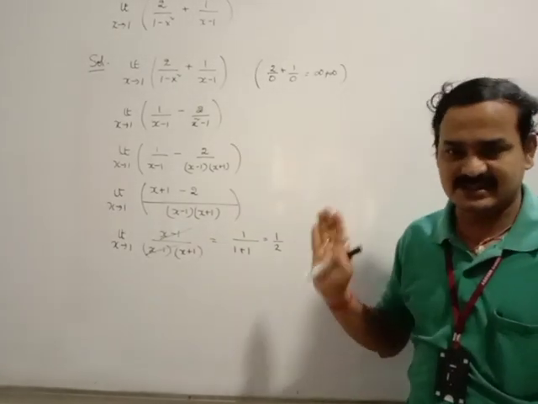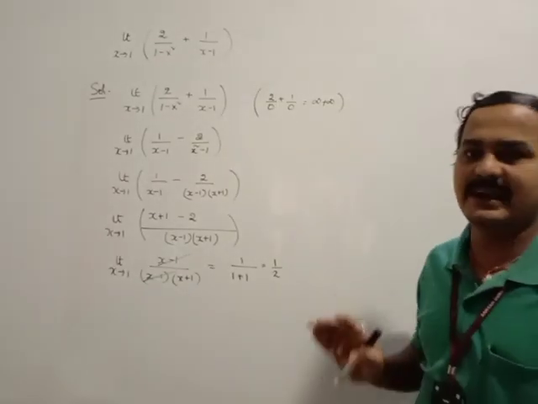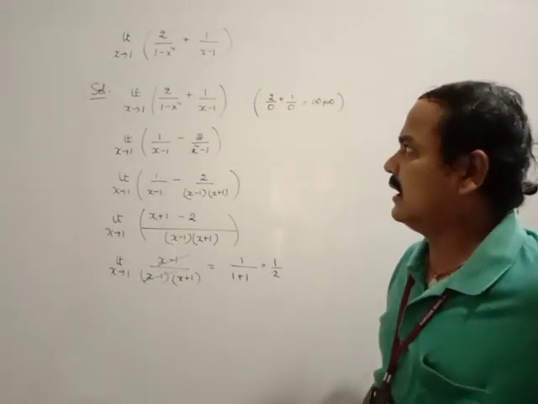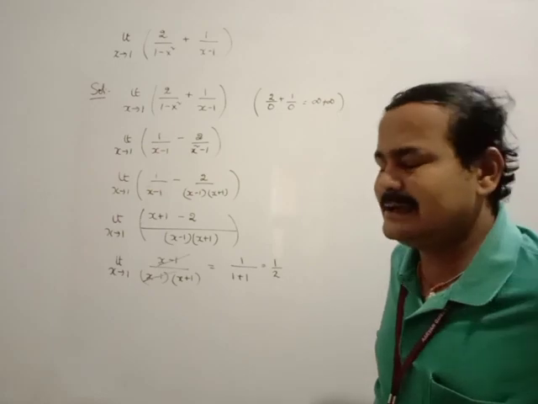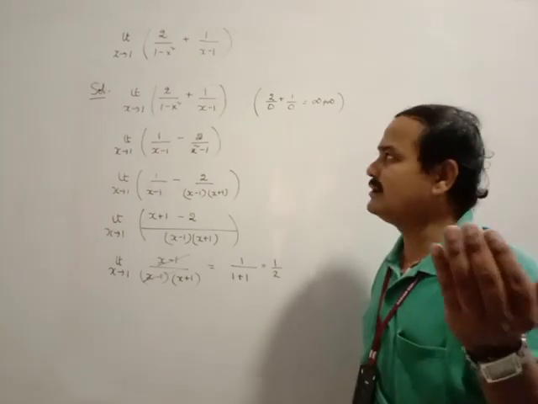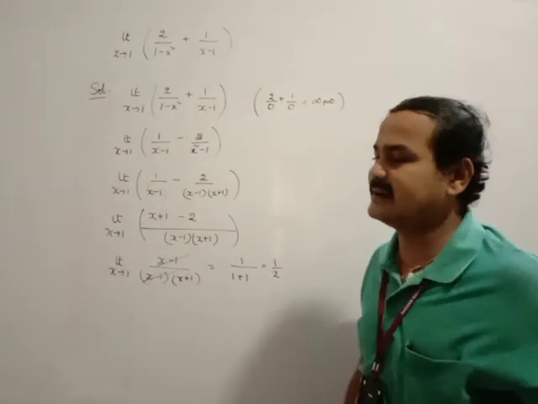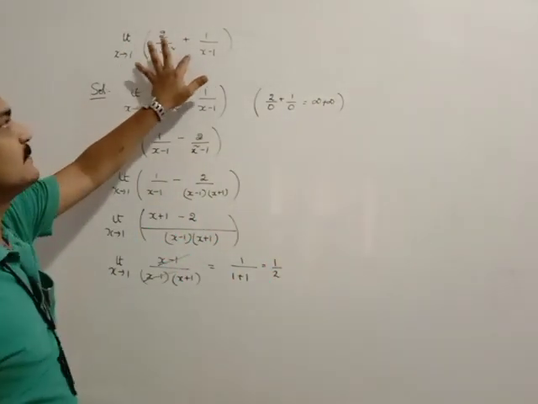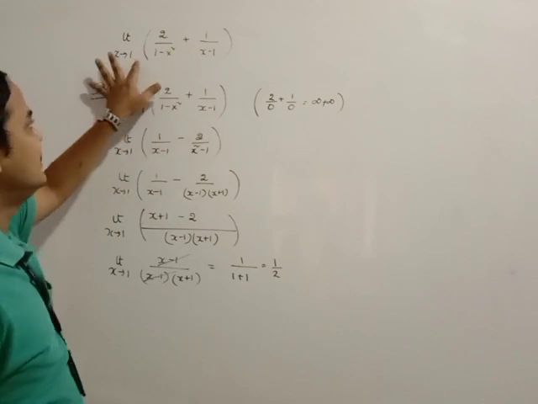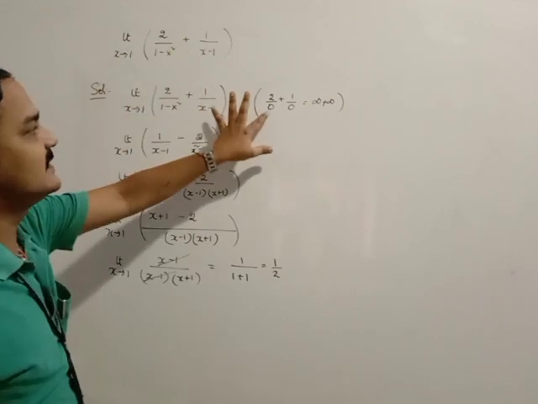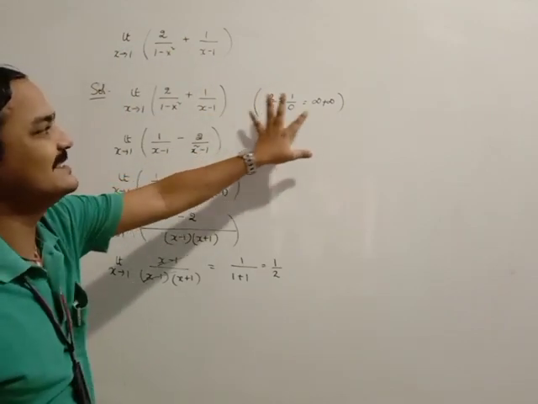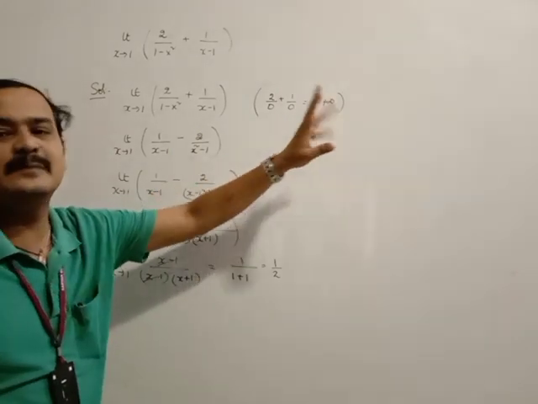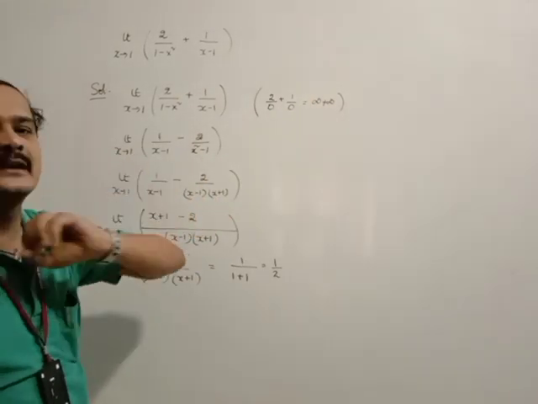Again, some questions remain. I will send the PDF file and you can solve them. Now we are going to discuss the third method. Before going to that, let me just clarify the question. What are you given? Limit x tends to 1, 2 by 1 minus x square plus 1 by x minus 1. If you substitute x equal to 1, that is 2 by 0 plus 1 by 0. It is infinity plus infinity. Infinity plus infinity can never give a finite value; it is not possible.